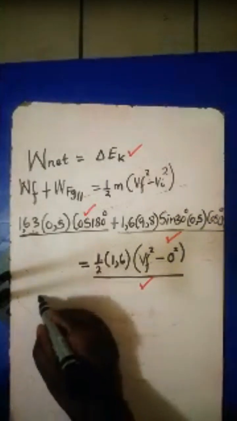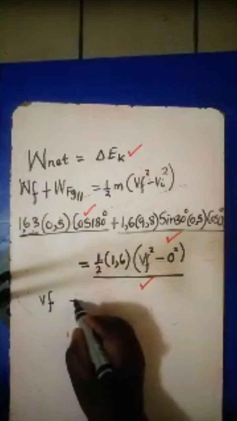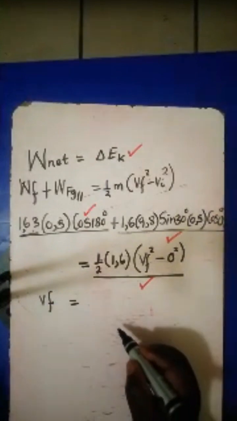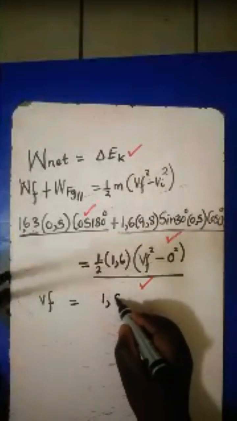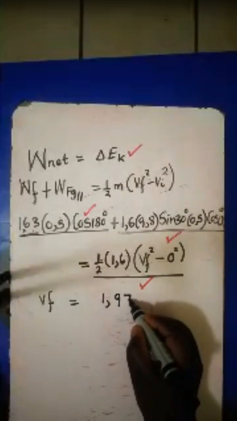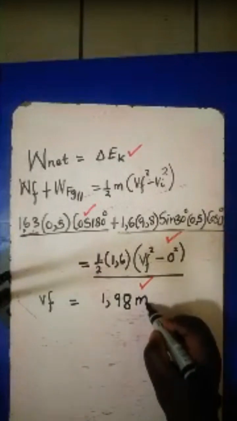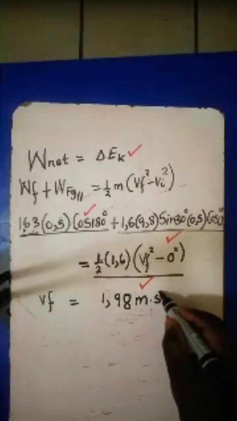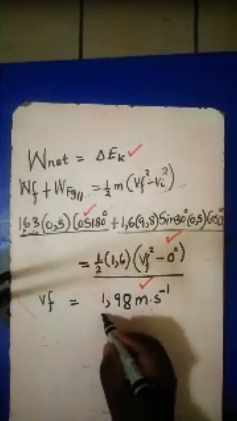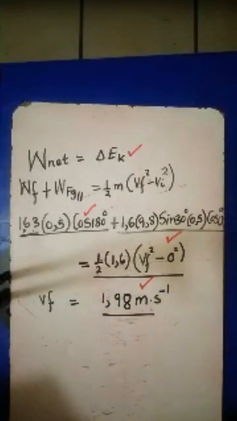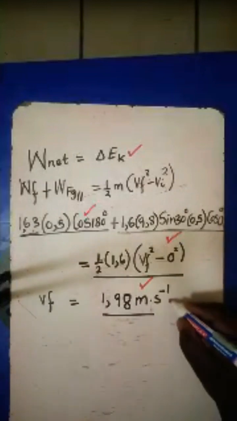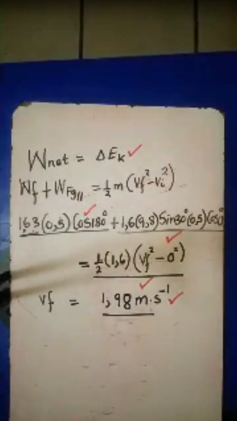Then if you simplify now with your calculator, I was expecting 1.98. If you get 1.97, I saw some get 1.97, it's very correct, depending on your rounding off. But if you get 1.98 meters per second, then the last mark was for the answer. So you can get 1.97 or 1.98, the answer is very correct. Then you get 5 out of 5. Is there anyone with a question regarding number 2?